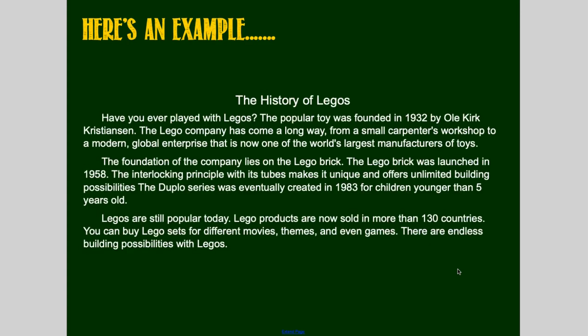So here we go. Here's our example. And our title gives us the main idea. So we're reading about the history of Legos. Have you ever played with Legos? The popular toy was founded in 1932 by Ole Kirk Christensen.